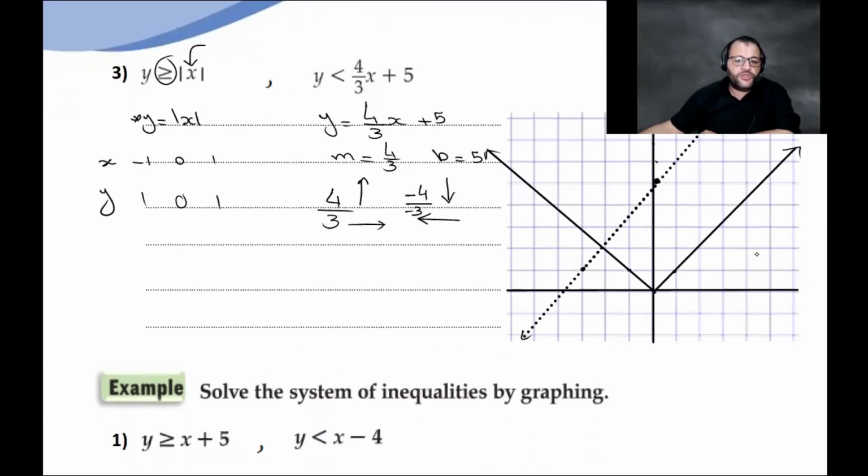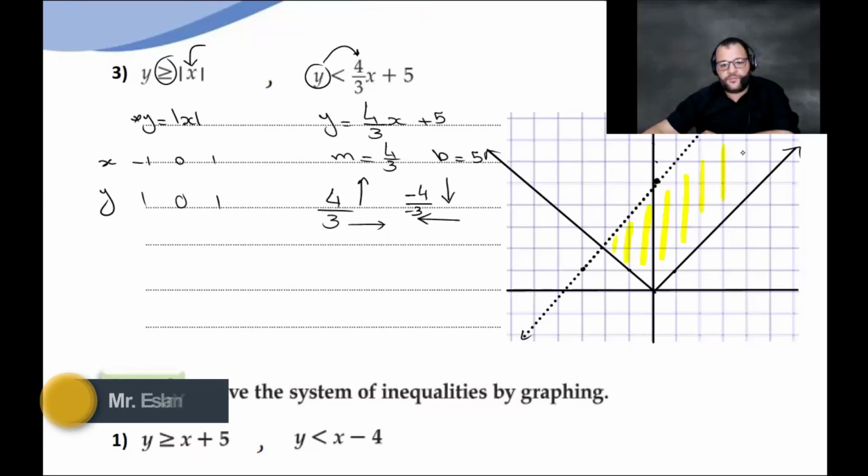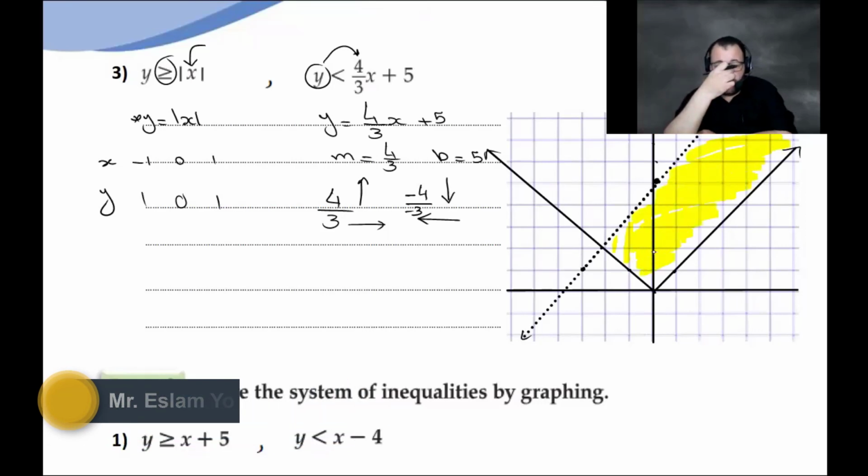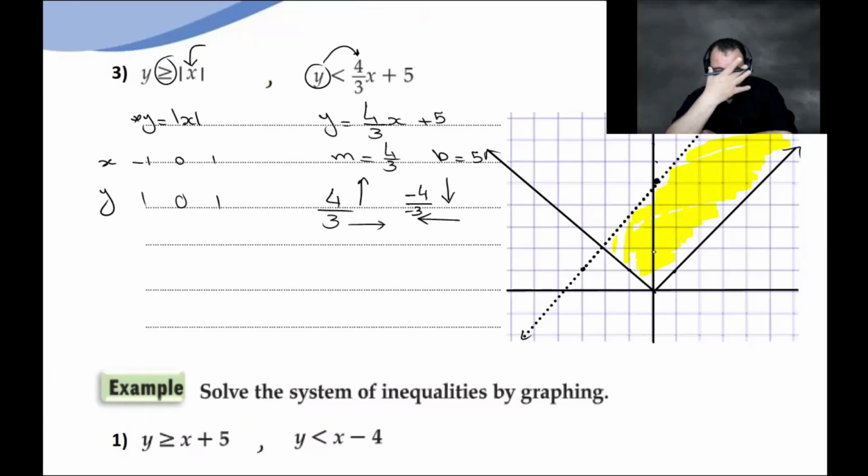So now at this part, y is smaller than. It means we'll shade the part straight down below the line. So which part will be shaded? This one. Right. Any problem for this one? Is it clear?